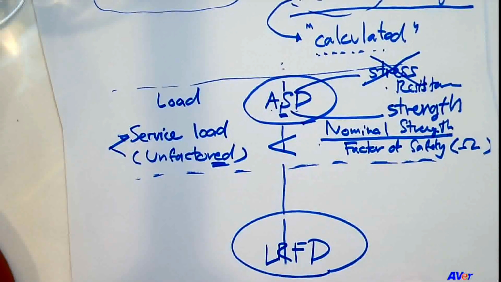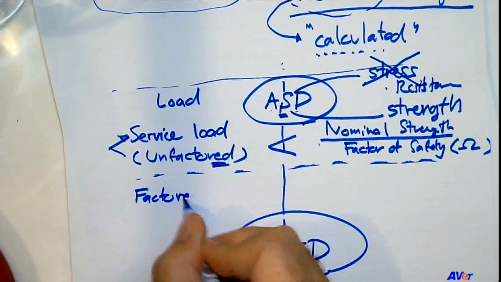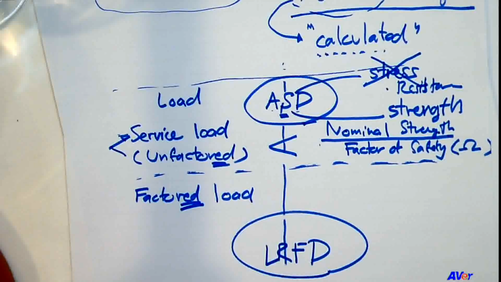Now, on the other hand, LRFD will be concerned about the uncertainty of the load in the way that they will use the factored load. So you'll be familiar with this. For example, 1.2 multiply the dead load plus 1.6 multiply the live load. We increase the uncertainty on the load side because you never know what's going to happen.